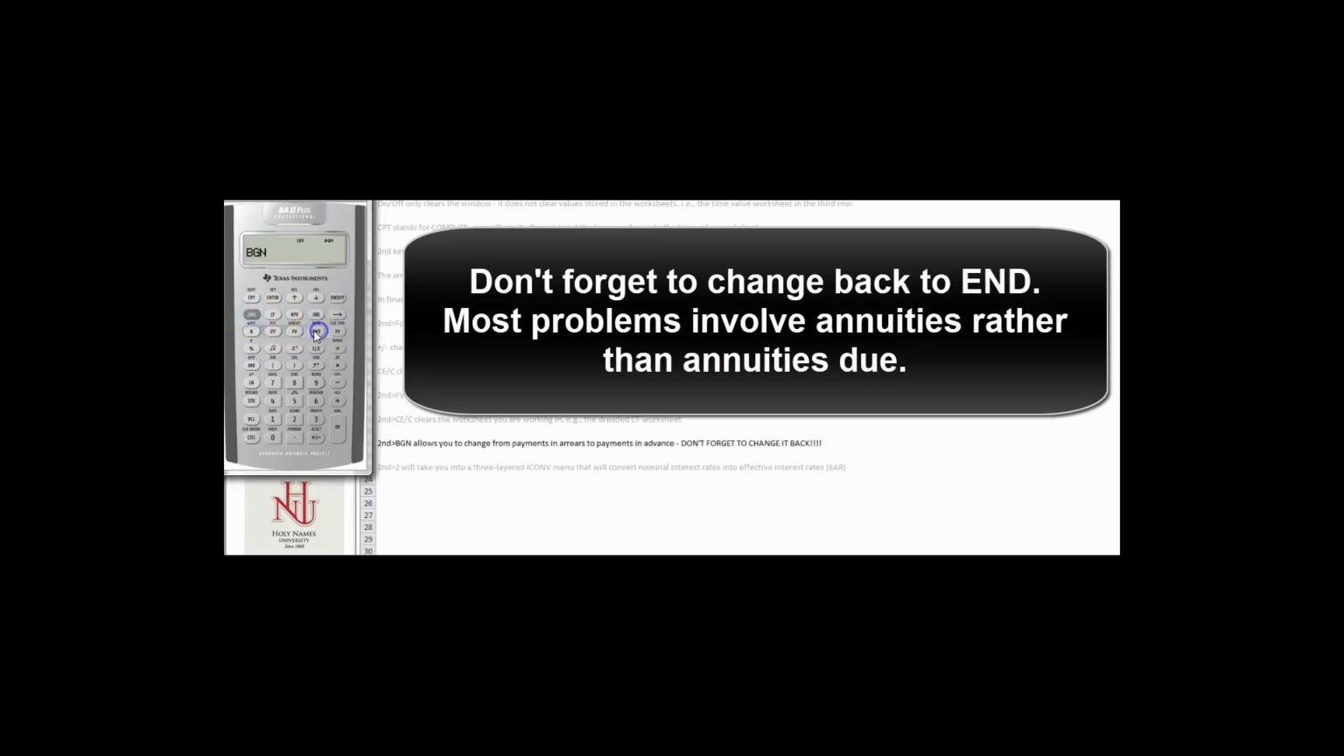So hit second, begin, second, set. It's now back to end where it belongs. Hit second, quit.